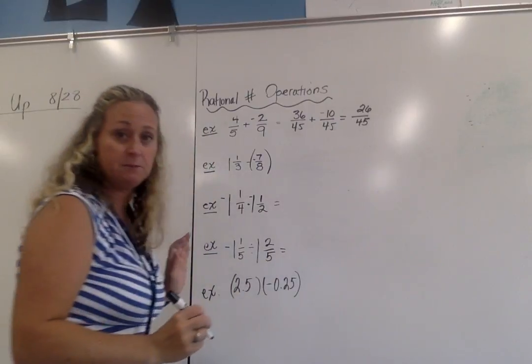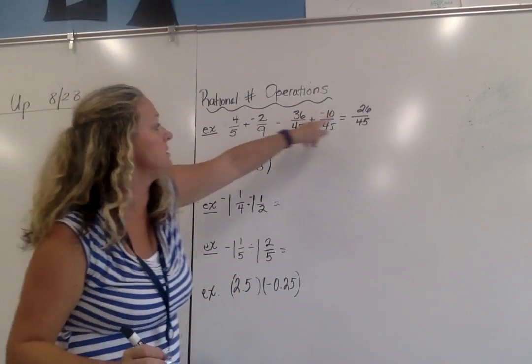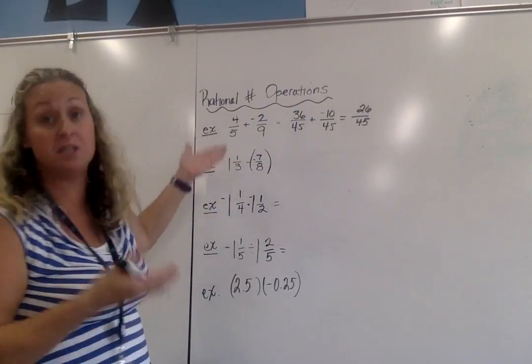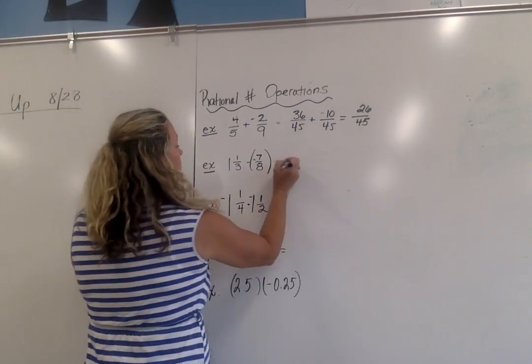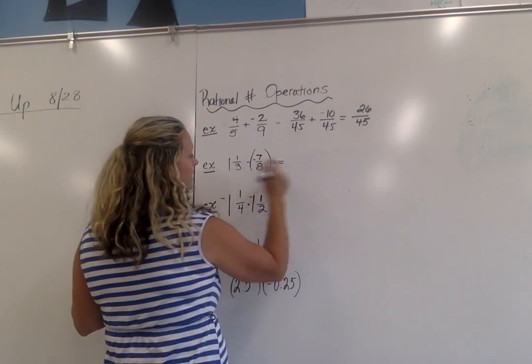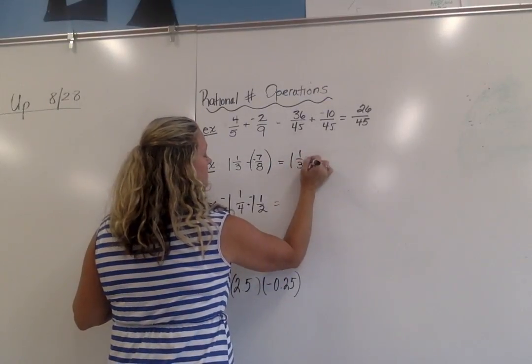26/45. Okay? And my answer is positive because I have more positives. But I actually ended up subtracting here, even though it was an addition problem. In this problem, I'm going to rewrite it, knowing that subtracting a negative is the same as adding a positive.